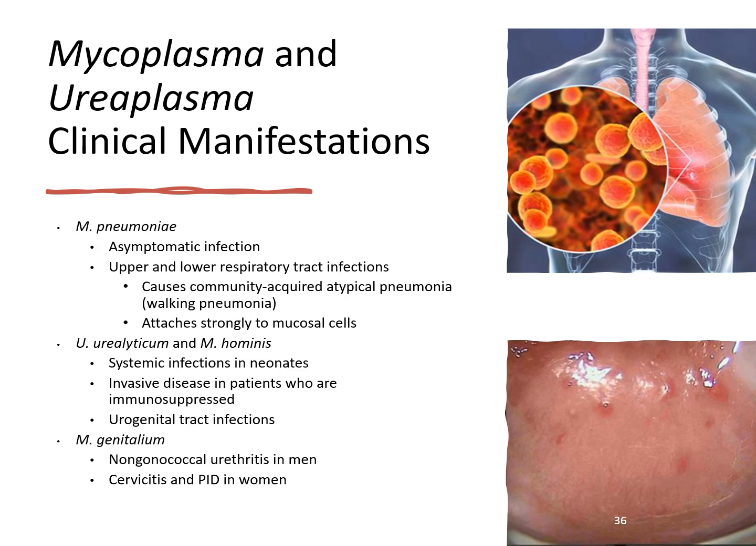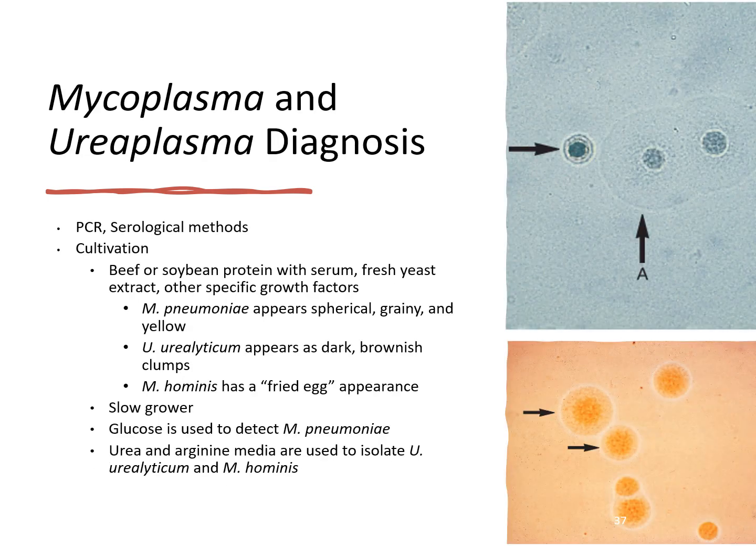Ureaplasma urealyticum and Mycoplasma hominis can cause systemic infections in neonates, as well as invasive disease in patients who are immunocompromised, as well as urogenital tract infections. Mycoplasma genitalium causes non-gonococcal urethritis in men, and it also causes cervicitis and pelvic inflammatory disease in women. You can see an image here of that infection of the cervix.